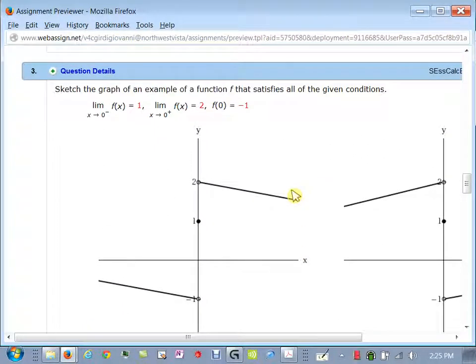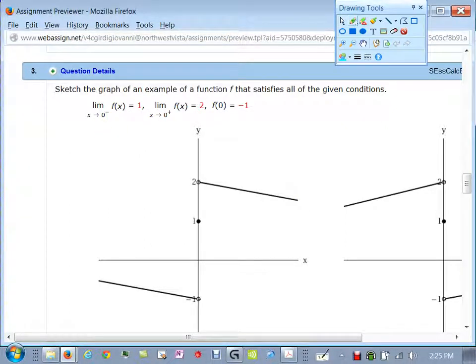Okay. Sketch a graph of an example of a function that satisfies all the conditions. So what we want is to draw something so that when we approach 0, here's 0, when we approach this imaginary dotted line from the left, we're going to be headed towards 1. Here's 1. So as I come in here, it really doesn't matter how it looks. It's just I need to approach 1.